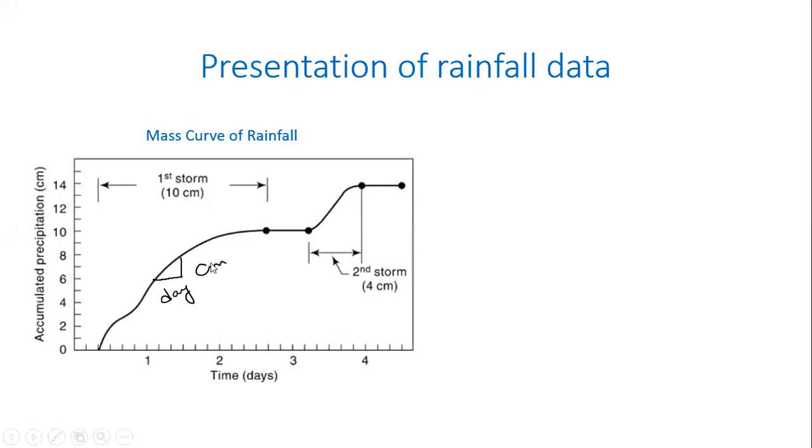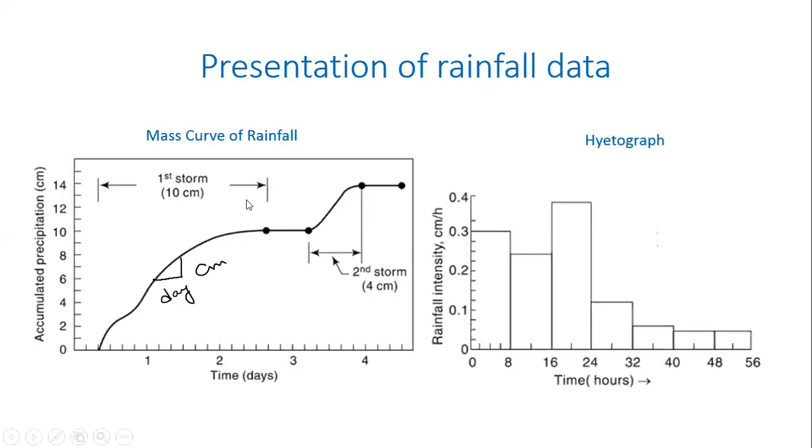It's a very, very simple way of representing the rainfall data, to show it in terms of accumulated rainfall, accumulated precipitation. The second way of doing it, so this first one is called a mass curve, the second one is called a hyetograph. Don't worry about the name. Let's try to understand what the graph looks like. On the x-axis again I have time, and on the y-axis I have rainfall intensity in centimeters per hour. So let's look at this first bar.